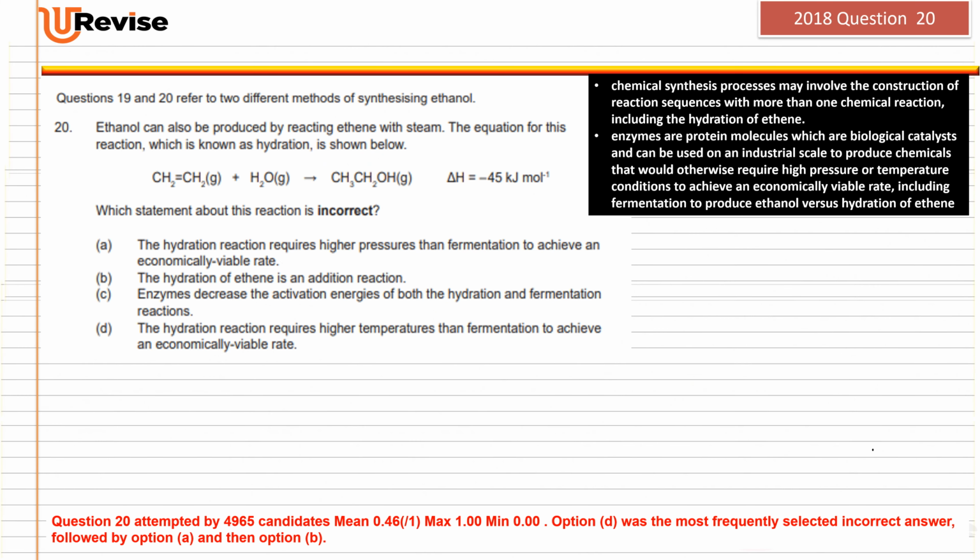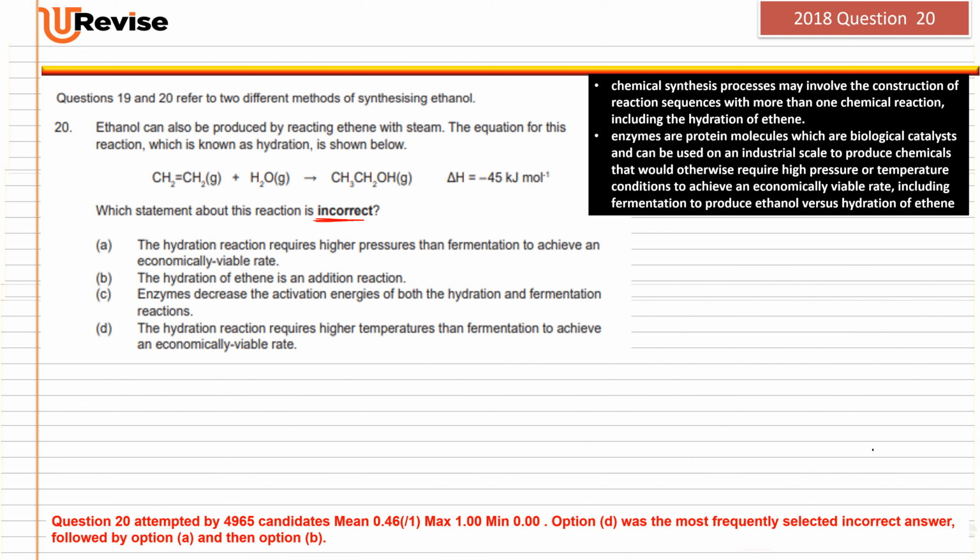Question 20 from the 2018 exam reads: ethanol can also be produced by reacting ethene with steam. The equation for this reaction, which is known as hydration, is shown below. So we've got this equation right here. Which statement about this reaction is incorrect? And we're given a series of answers where we are supposed to find the statement that's incorrect.